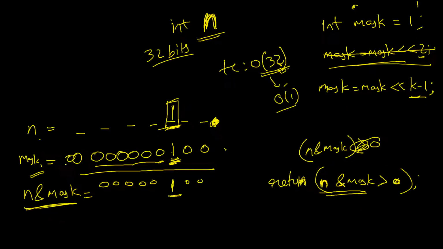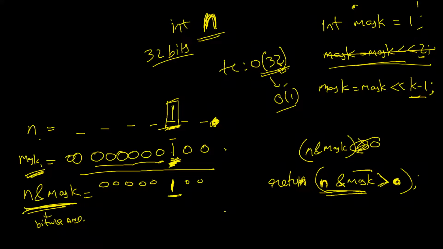So basically, you can create a mask which is set at a particular bit. It could be the third bit, it could be the second bit. And you can just do bitwise AND to it. If you do bitwise AND to it, you will be getting 1 at that particular position. So you can just check if n & mask is greater than 0 or not. If it is greater than 0, that bit is set. Correct.